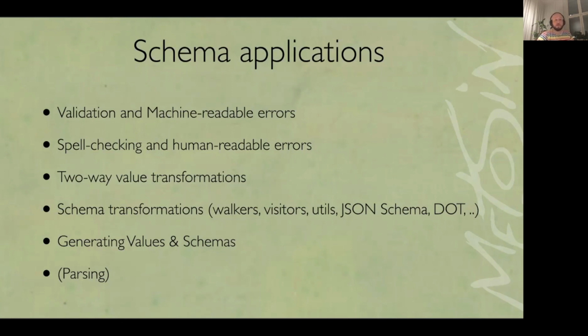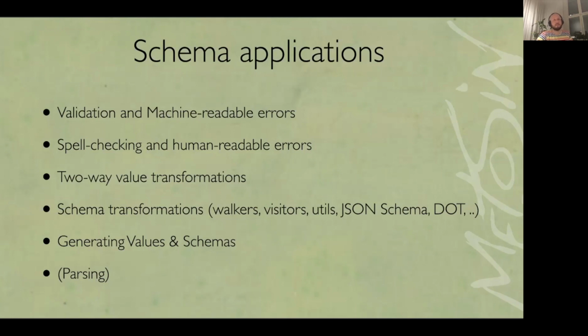Two-way value transformations, that's something that spec doesn't want to cover. There are at least 3 tools doing that. There's spec-tools, there's spec-coerce, and I think it's coax. I don't know how to pronounce or spell it, but those are the 3 libraries at least. And in Prismatic Schema, it's a one-way transformation, but in the separate Malli transform namespace, you can have these two-way transformations.